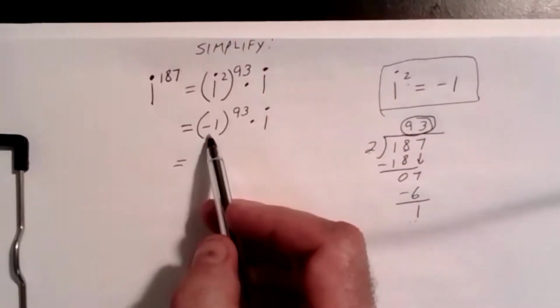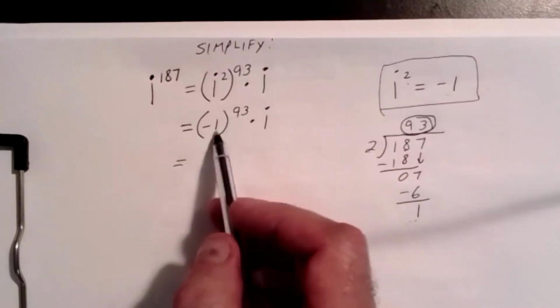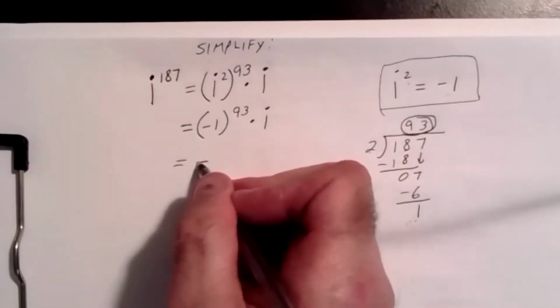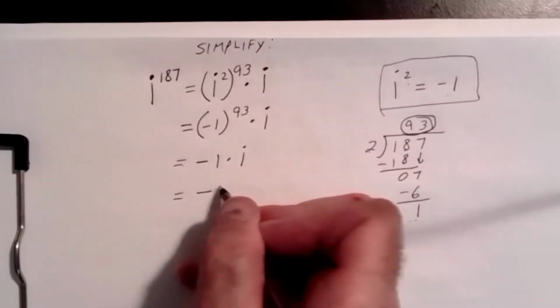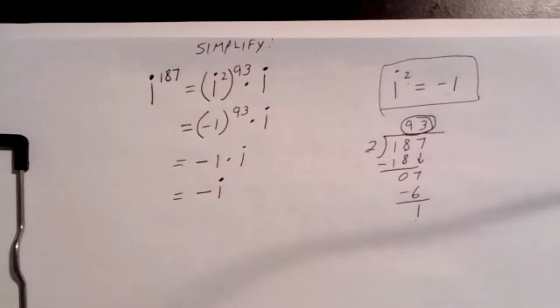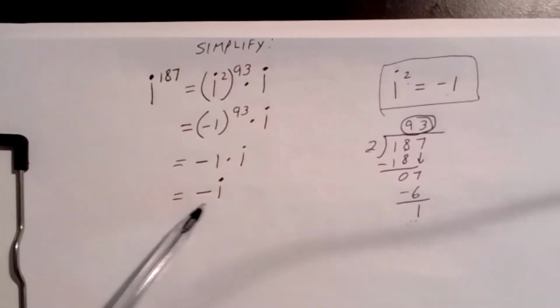Now, -1 being raised to an odd power will be positive or -1? What do you think? Negative. -1. So we got -1 times i, which just simplifies down to -i. So believe it or not, i to the 187th power simplifies down to just -i.